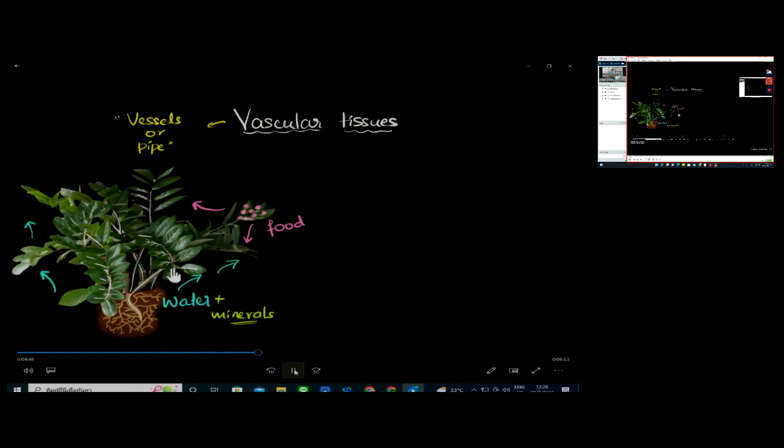But wait, you may be thinking, how can we use one pipe to transport both food and water? Won't they get mixed up? Well, to make sure they don't get mixed up, we have two separate piping systems, one for water and one for food. And we give them names. The piping system that we use for water is called xylem. So xylem transports water and the dissolved minerals. Okay, when we say water, it already has dissolved minerals.